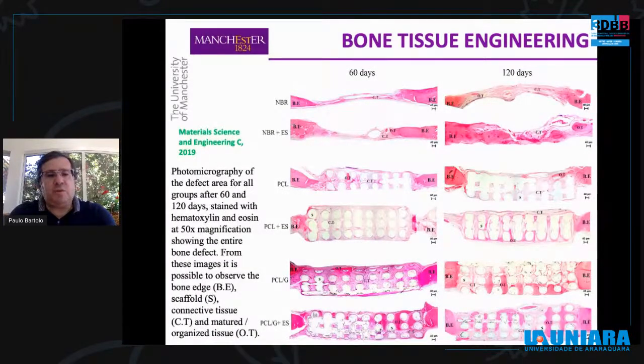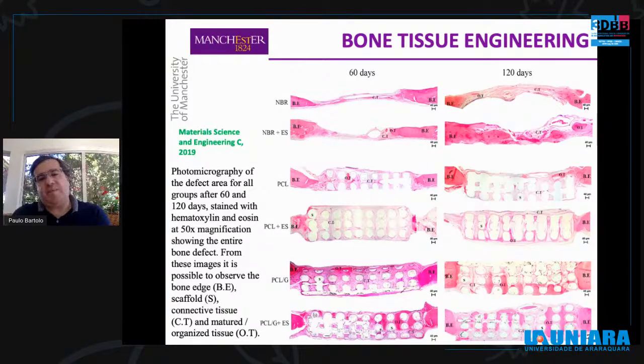The photomicrography images of the defect are presented in this slide, and the results show that in the control case, so the natural bone regeneration, it was possible to observe the formation of a thin connective tissue, and in the case of applying electrical stimulation, the presence of pockets of new bone across the edges of the defect.